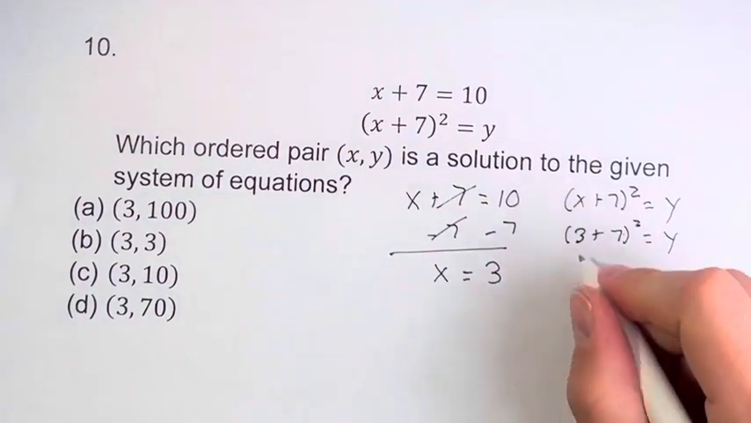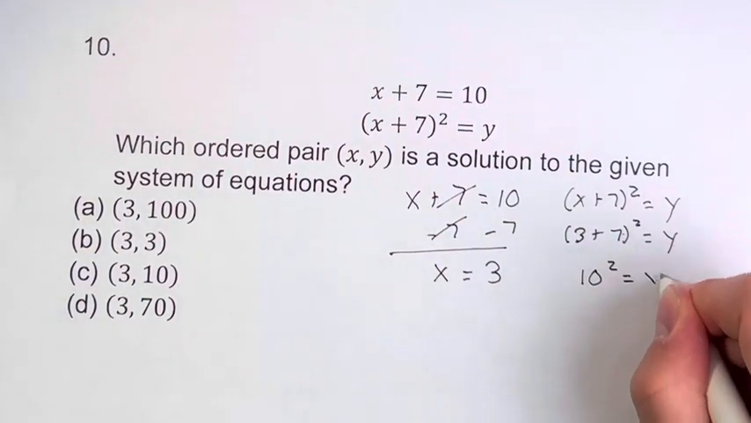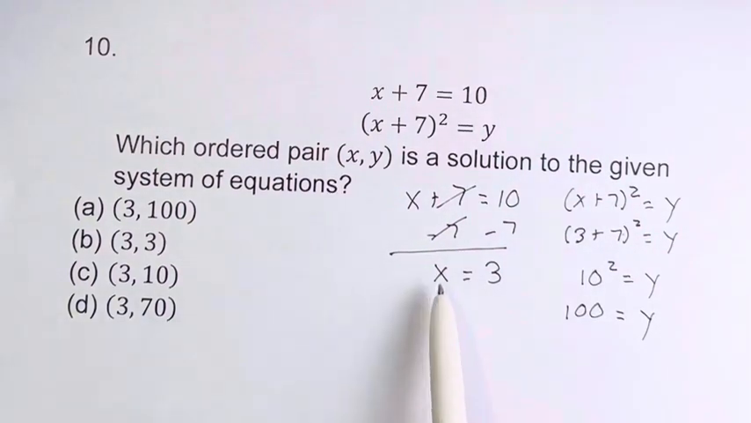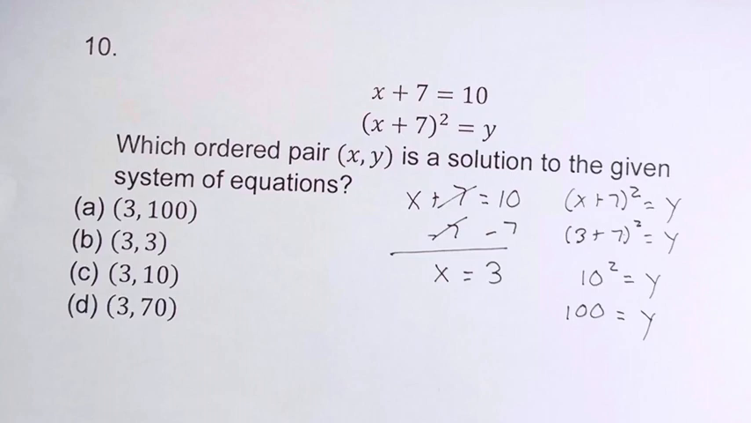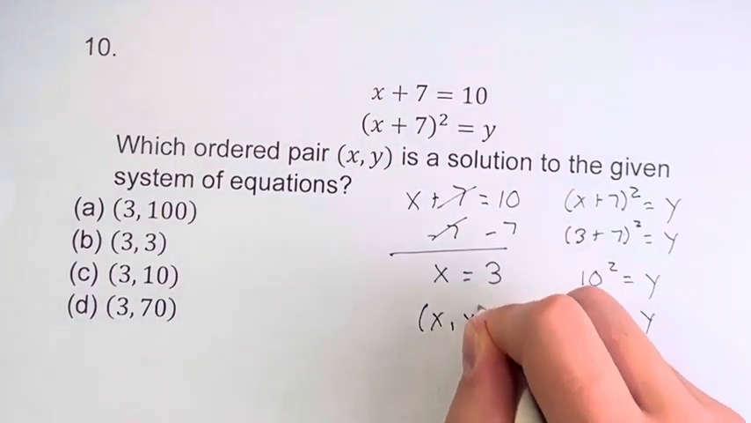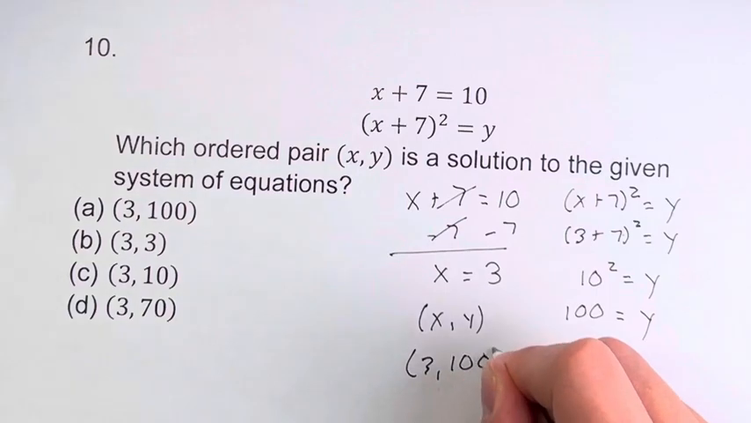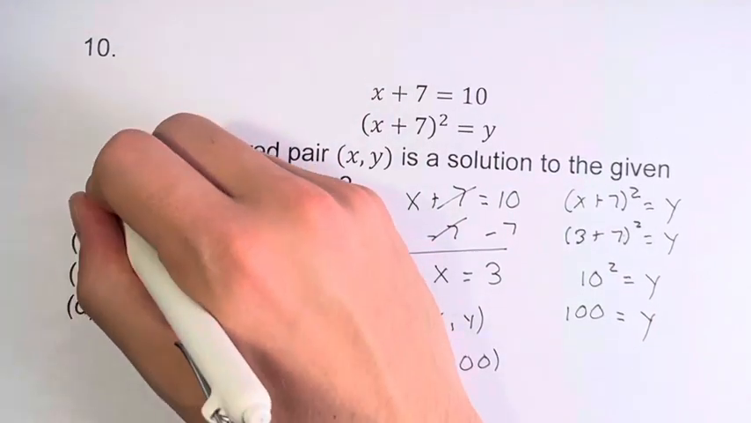3 plus 7 is 10, so we have 10² = y, and 10² is 100, so therefore our x value is 3, our y value is 100, and therefore the point (x, y) is (3, 100). This lines up with A, which is going to be your final answer.